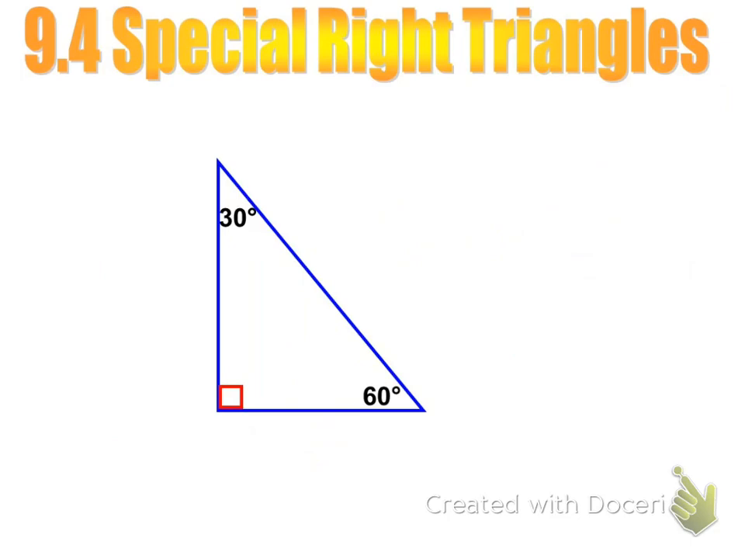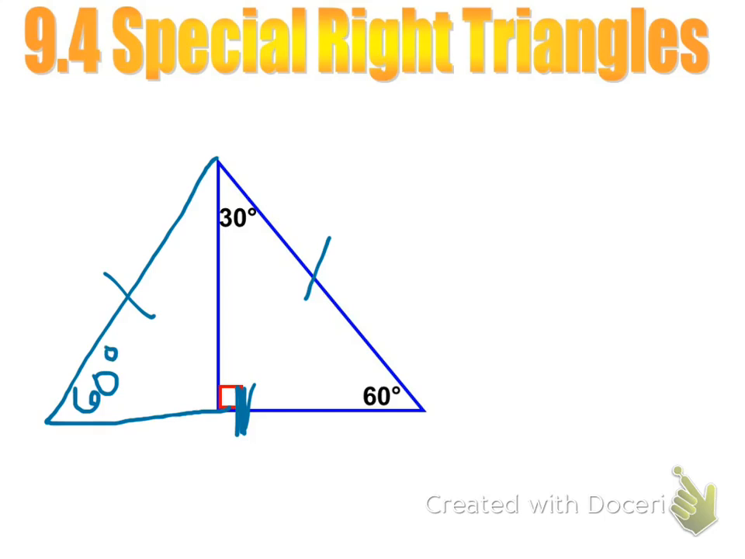What I'd first like for you to see is that a 30, 60, 90 triangle is half of an equilateral triangle. Let's draw the other side of the equilateral triangle and look at the equilateral triangle first. Remember, on an equilateral triangle, all three sides are congruent to each other, and all three angles are congruent to each other, making them all three 60 degrees. So we have an equilateral triangle, all three sides congruent, and all three angles 60, 60, and 60.